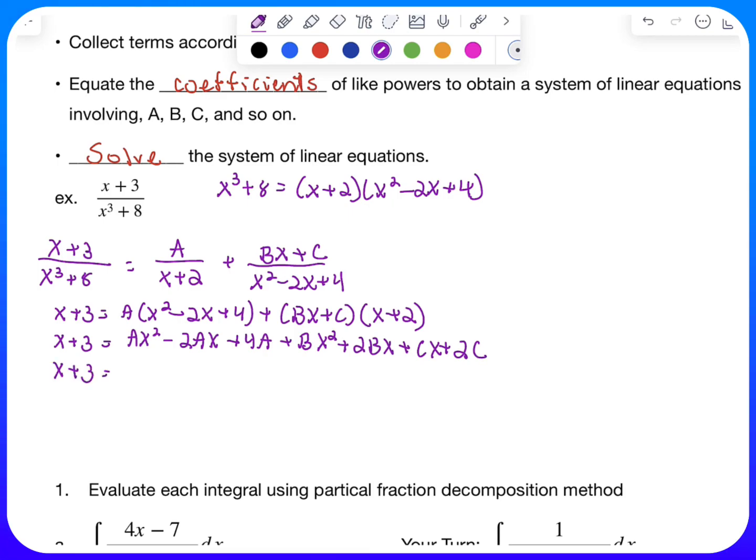Now I'm going to group everything on the right-hand side by the powers of x. So I have a bx squared plus an ax squared. I'm going to group those together, and I'm going to write that as (a plus b) times x squared. So that's going to be the coefficient of the x squared. Now I'm going to group all my x terms, my linear terms, together. So I have a negative 2ax, a positive 2bx, and a positive cx. So that term, I'm going to write as (negative 2a plus 2b plus c) times x. And then I'm going to group all my constant terms together, which will be my 4a plus my 2c.